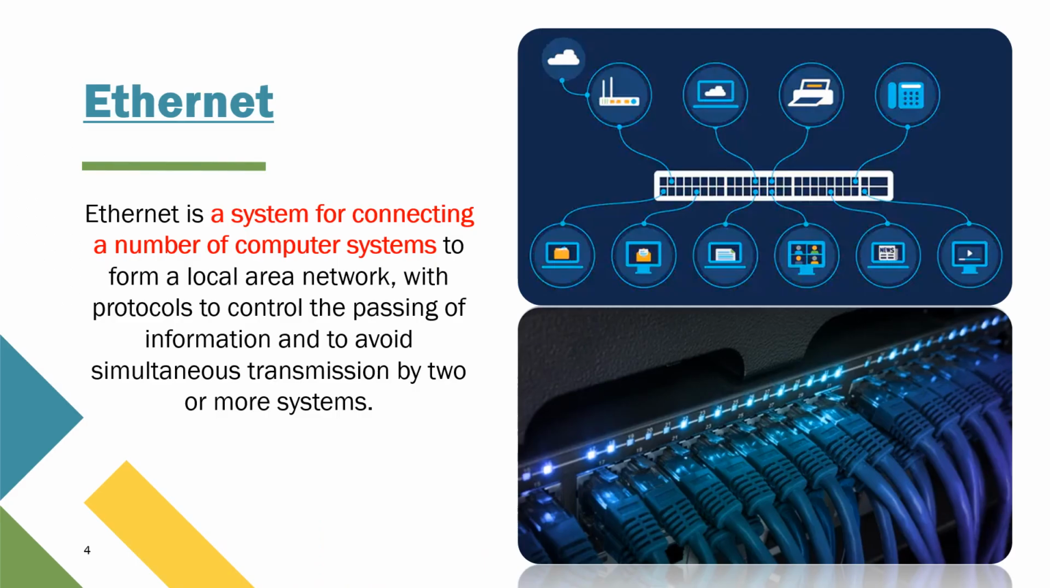Although we know that internet communications using Zigbee, Wi-Fi, and other wireless communications are important, apart from that, Ethernet is also very important in IoT systems. So what is Ethernet? Ethernet is a system for connecting a number of computer systems to form a local area network, so that the protocol can control the passing of information and avoid simultaneous transmission by two or more systems.